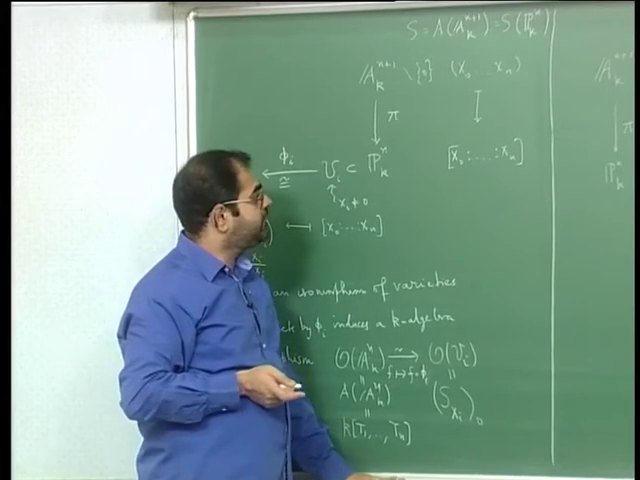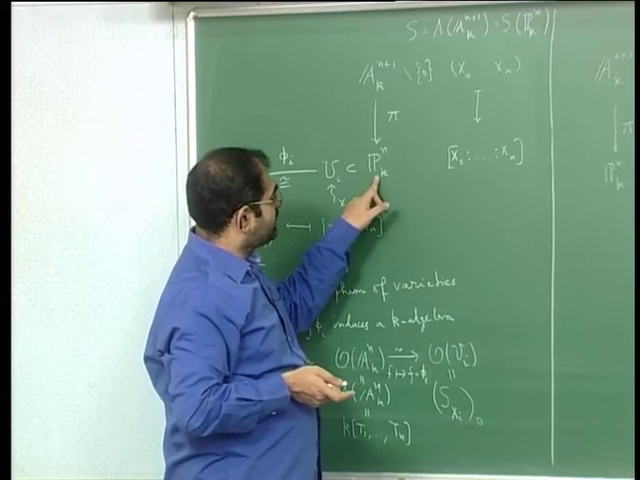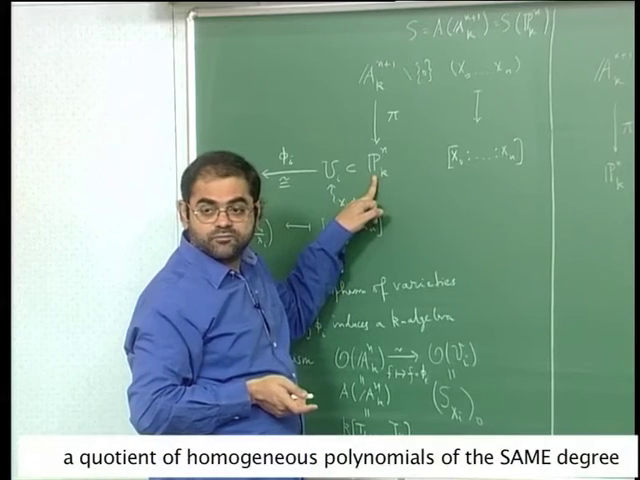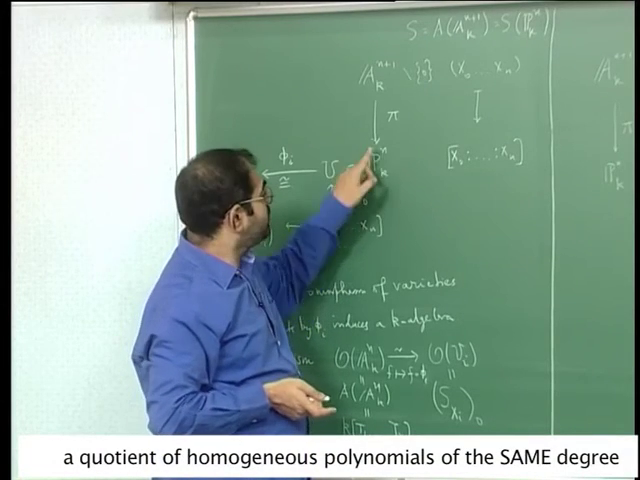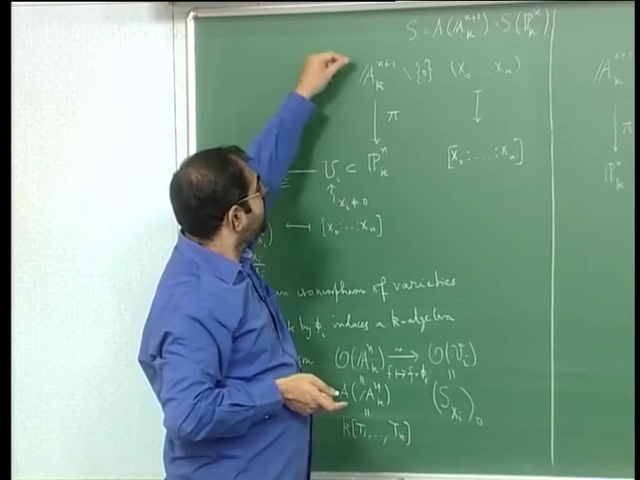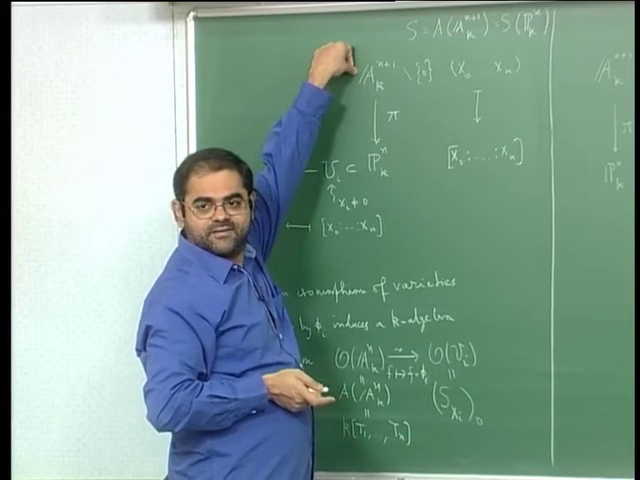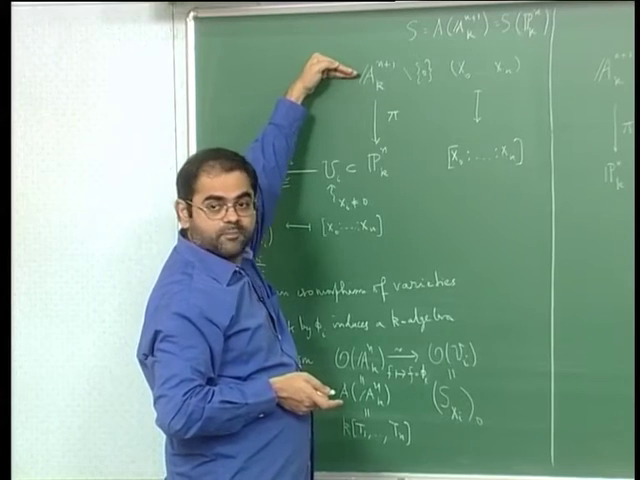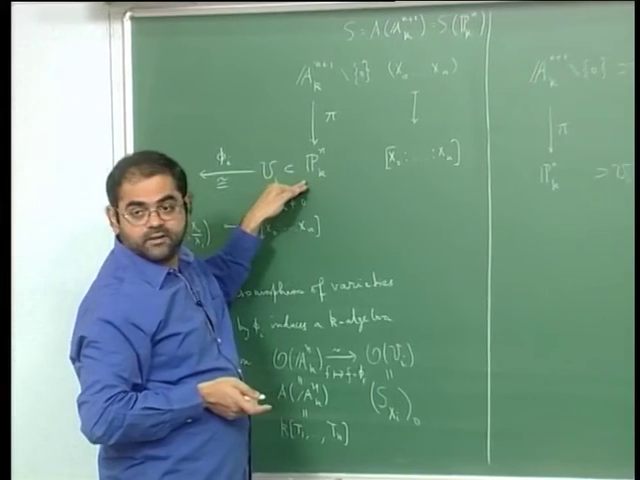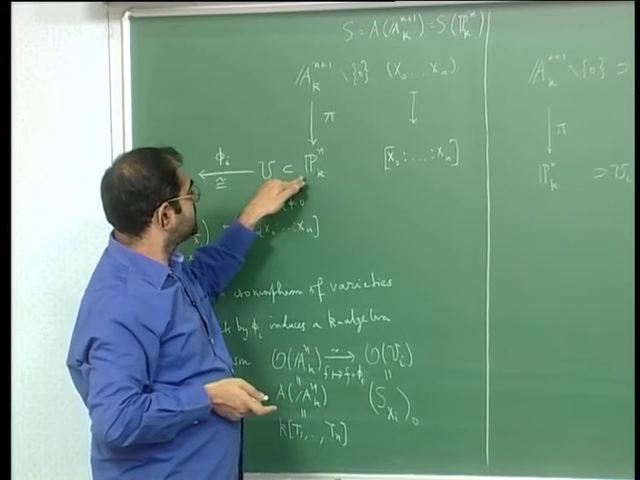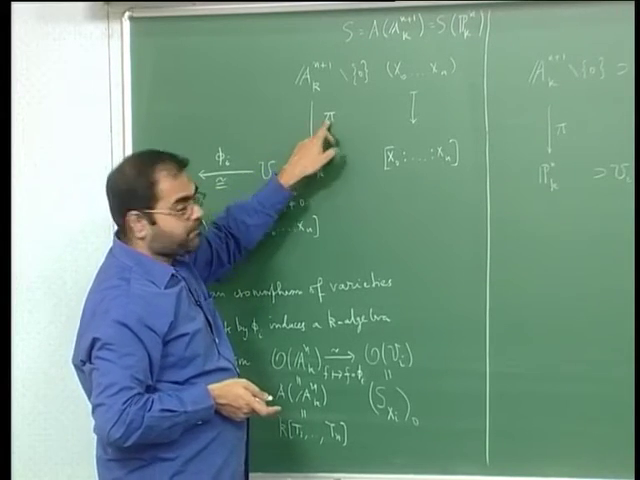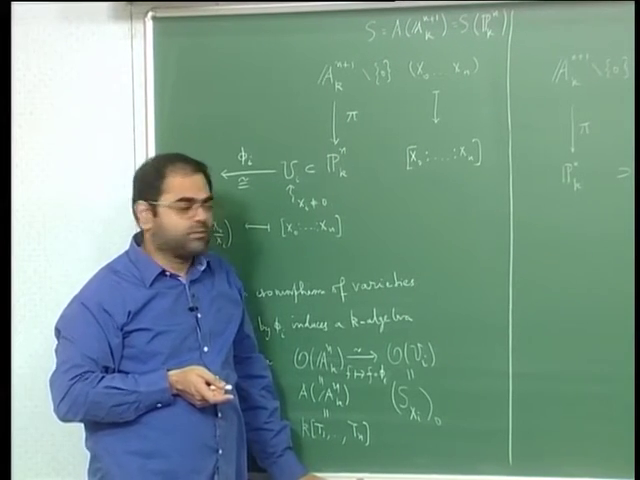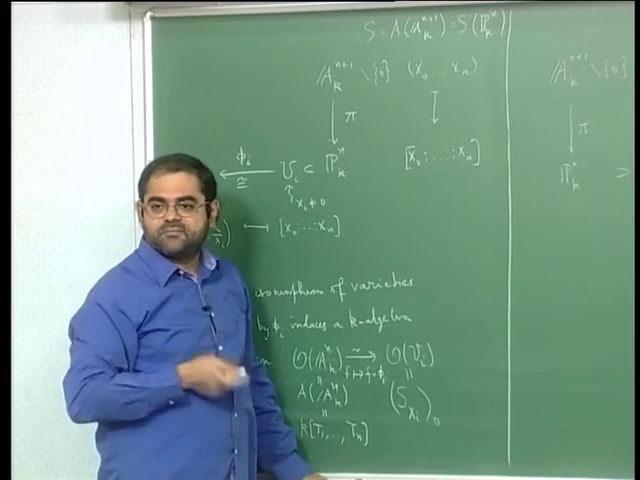Okay, and a regular function here, by definition, is a quotient of two homogeneous polynomials, so if you compose it with pi, I will simply get a regular function here. So not every regular function here on an open set goes down to a regular function below. But this map pi of course pulls back regular functions on open sets to regular functions on open sets. So it's obvious that pi is a morphism.